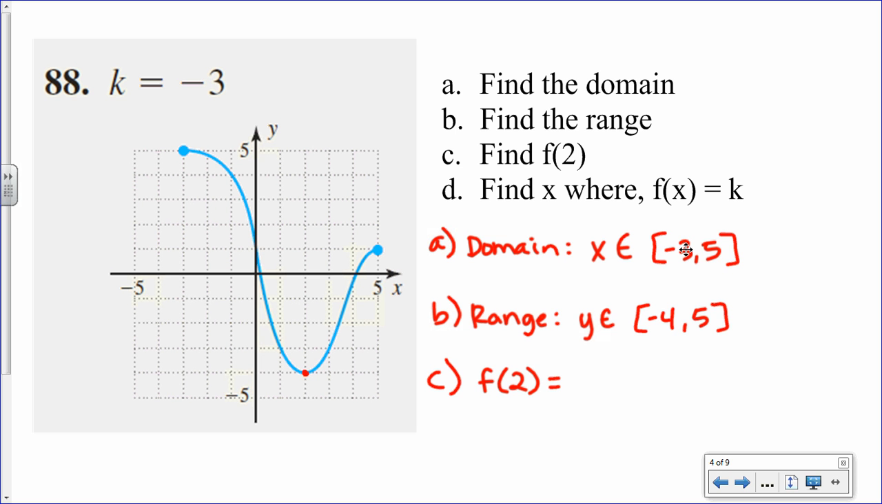Okay, Jolie, so C is f of 2. Is that an x or a y? What is the y value where x is 2? Negative 4, so right here. X is 2, that's negative 4. Good?